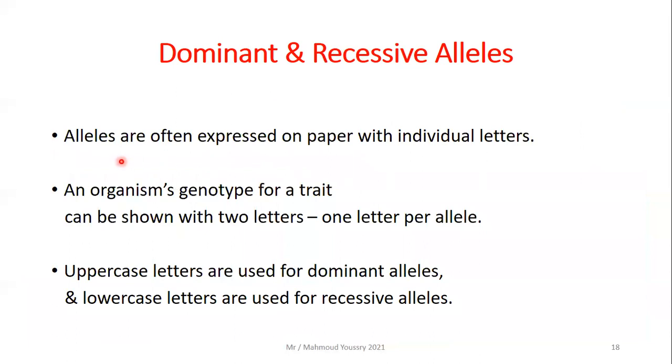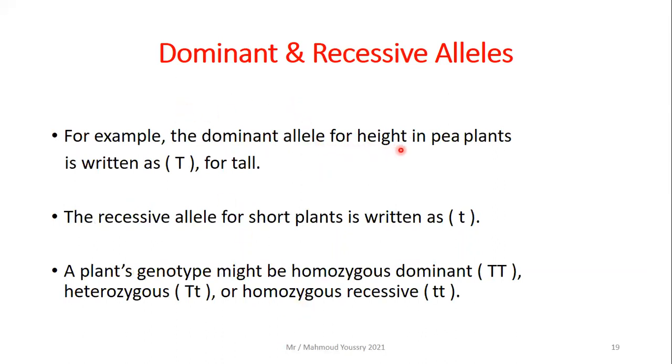So this is not the stronger one, and this is not the one that occurs more often. Alleles are often expressed on paper with individual letters. An organism's genotype for a trait can be shown with 2 letters, 1 letter per allele. Uppercase letters are used for dominant alleles, while lowercase letters are used for recessive alleles. So now the upper and lowercase letters are very important. Pay attention, please. For example, the dominant allele for height in pea plants is written as capital T for tall. The recessive allele for short plants will be written as small t, the same letter, lowercase instead of uppercase.